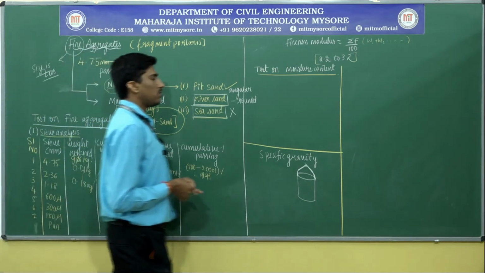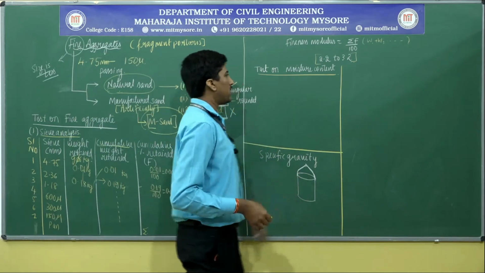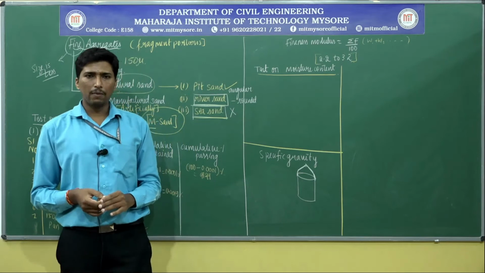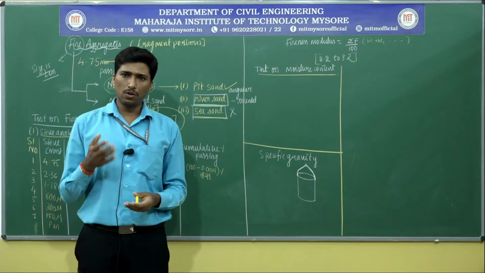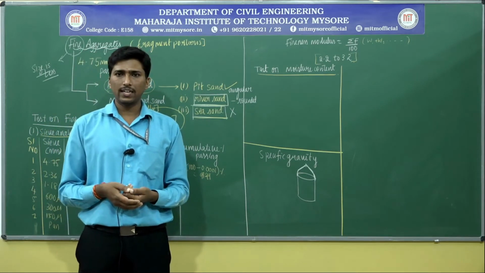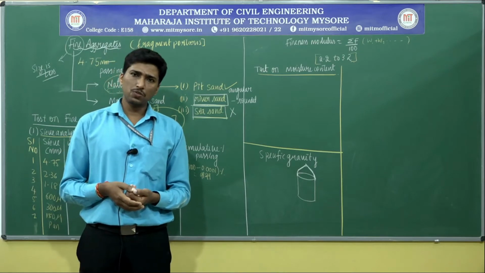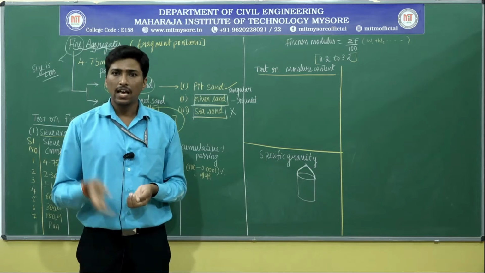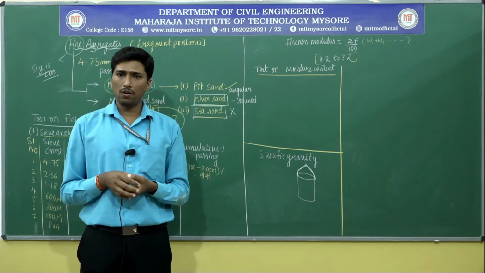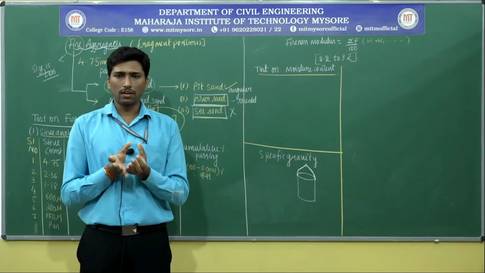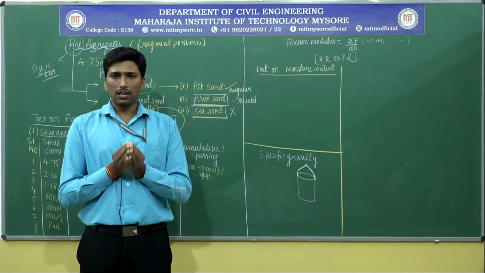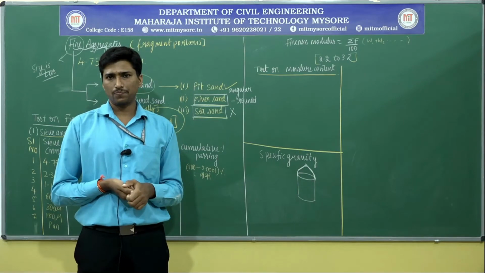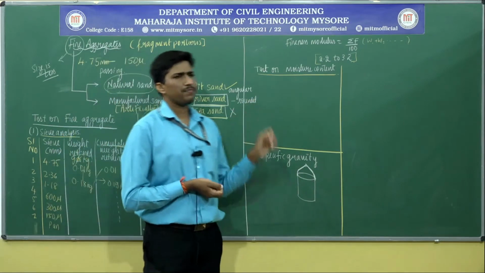Next, moving on to the next test, the test on moisture content. What is meant by moisture content? Whatever amount of water or atmospheric moisture is present or retained in the sand agglomerates, the fragments of particles held together, we call that moisture content. What is the step here?